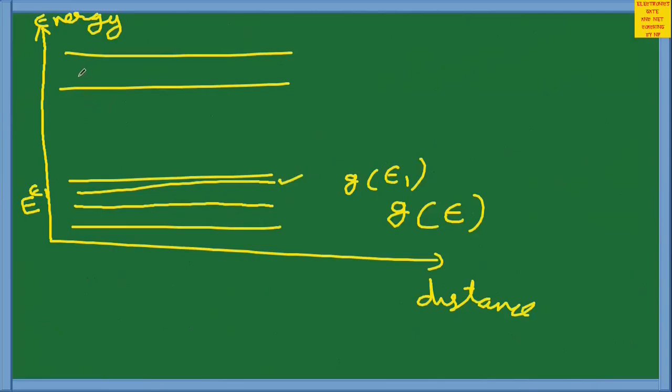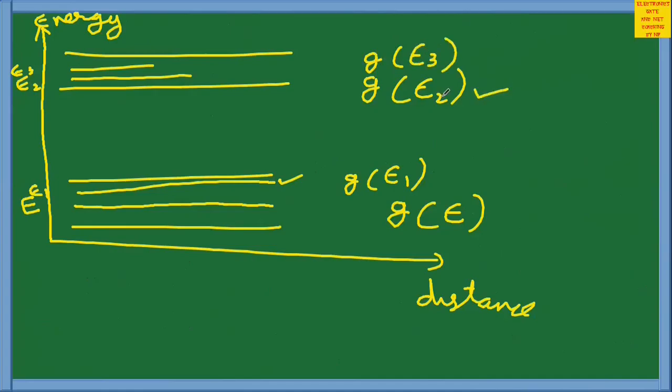Similarly, when we consider the conduction band, consider two different energy levels having energy E2 and E3. The density of state for this energy level E2 is denoted as G of E2, and for the energy level E3 it is denoted as G of E3. This G of E2 represents the maximum number of free electrons that can occupy this energy level E2, and this G of E3 represents the maximum number of free electrons that can occupy this energy level E3. That is the concept of density of states.